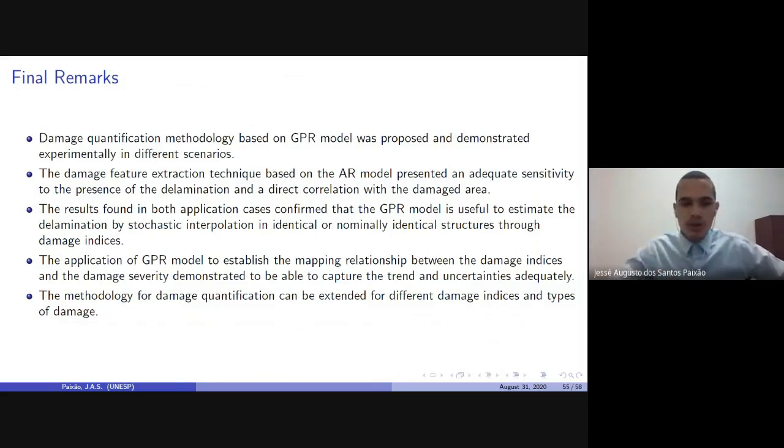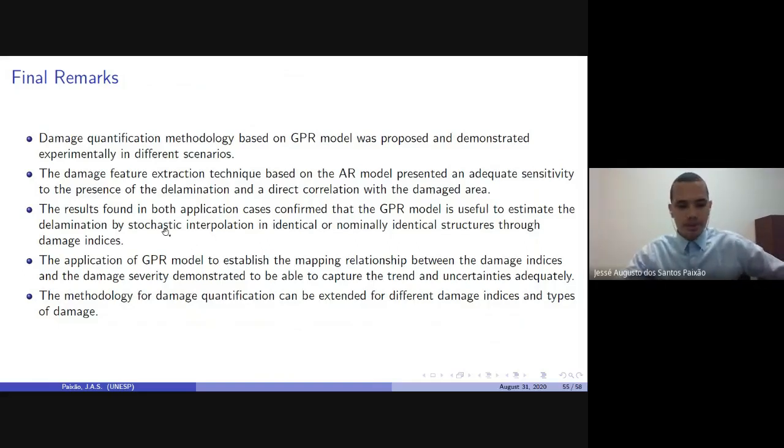And then we demonstrated in two cases, one where it was trained with the same structure and another one where it was trained with a different structure, which is much more challenging because it involves more sources of uncertainties. The application of the GPR model to establish the relationship between the damage index and the damage severity demonstrated to be able to capture the trend and the uncertainties adequately.